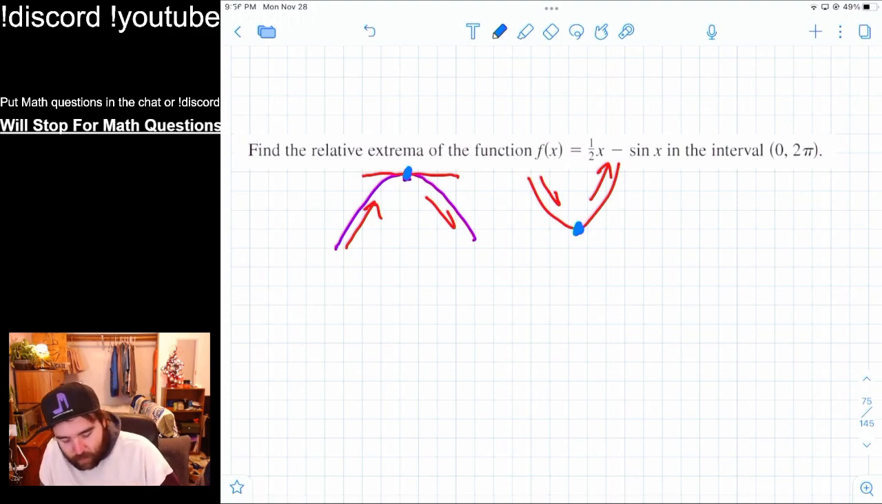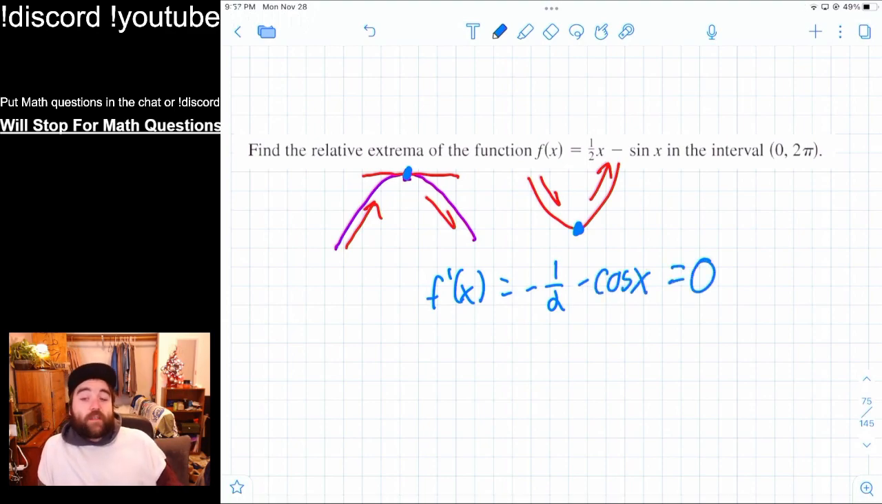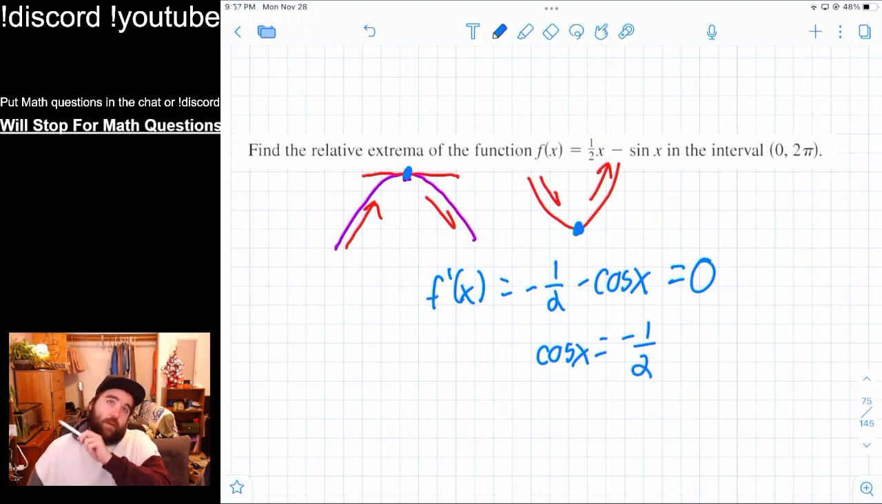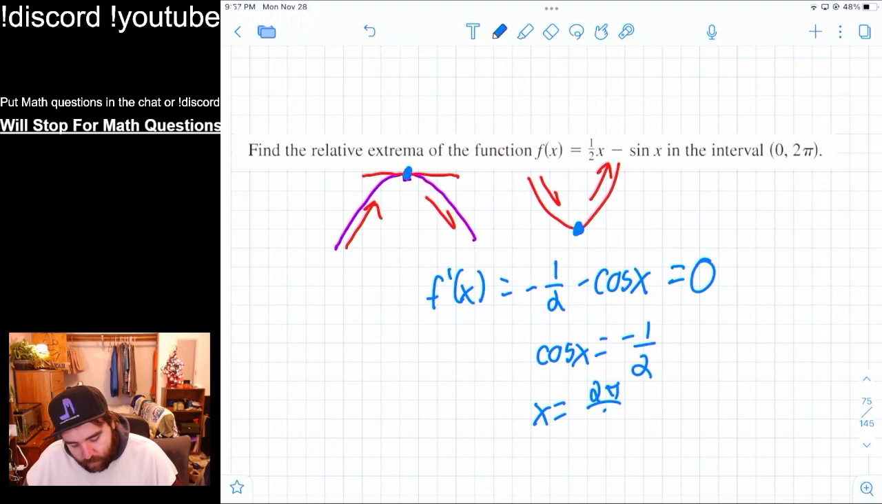So we're going to start the same way we did last time. We're going to take the derivative. So f prime of x is -1/2 minus cosine of x. And we want to know, when is that equal to 0? So we're trying to say, when is cosine of x equal to -1/2? So then you have to think about it. You have to say that cosine is 1/2 at pi/3. But then this is negative, so all students, so quadrant 2 and 3. So we want pi/3, but in quadrants 2 and 3. So that's x equals 2 pi/3 and 4 pi/3.